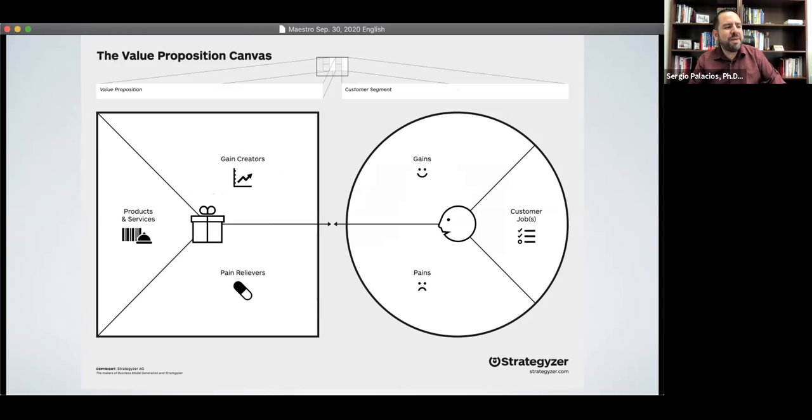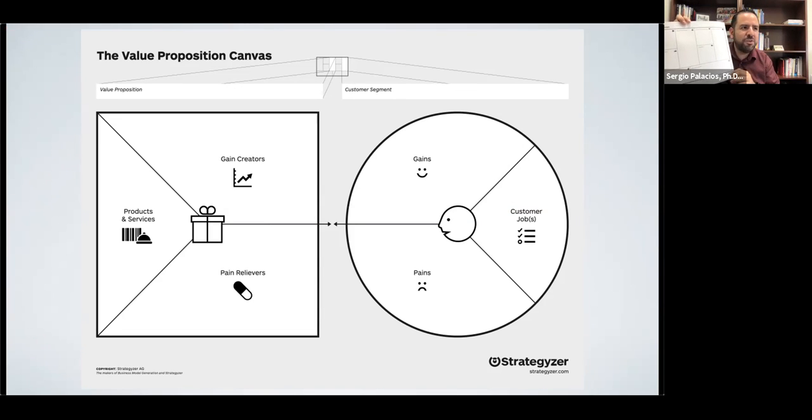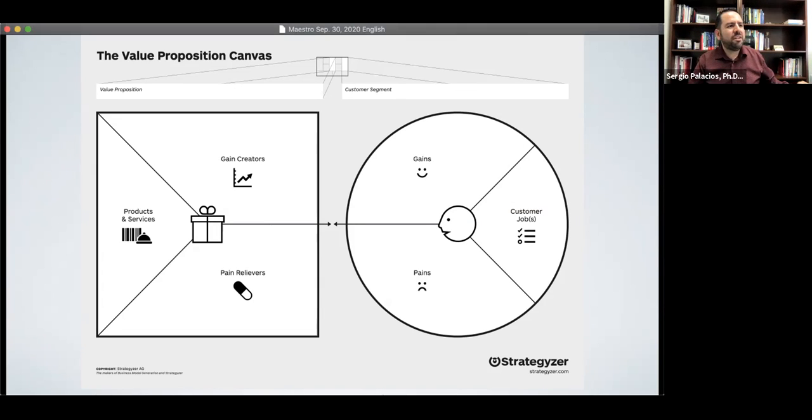So here's the value prop canvas. It's the same as the business model canvas. We're just focusing on the two boxes. The top right box on the business model canvas is the customer segment, and the top left is the actual value proposition. So your actual value proposition here will be a milkshake, for instance, but customer jobs.